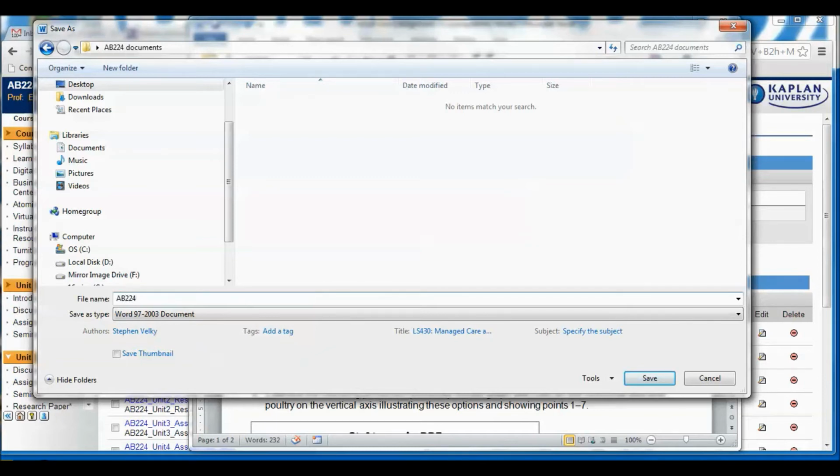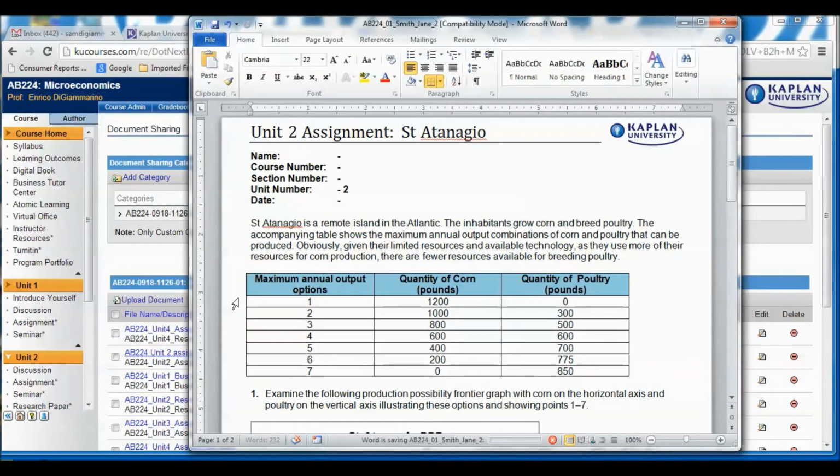AB224 and then an underline. The section number you are in, based on what you saw when you went to the syllabus and when you signed into your class, whether it's going to be 02 or it could be 01 as the example I'm using, whatever it is. And let's pretend that your name is Jane Smith. So you're going to put your last name, an underline, your first name, another underline, and in this case, because it's Unit 2, you're going to put the number 2. And you're going to save that document.